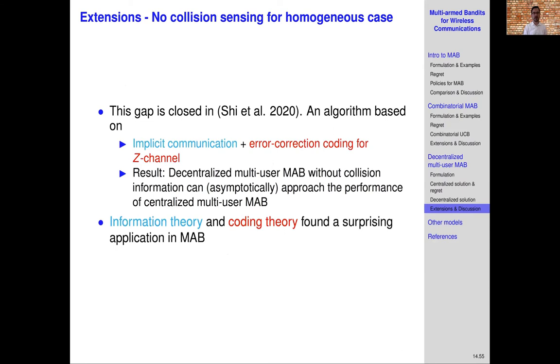This gap is closed in a recent work, and an algorithm based on implicit communication and error correction coding for Z-channel is proposed. So the main result from this is that the decentralized multi-arm bandit problem without collision feedback can asymptotically approach the performance of centralized multi-user bandit problem. Here, information theory and coding theory found a surprising application in the bandit problem.